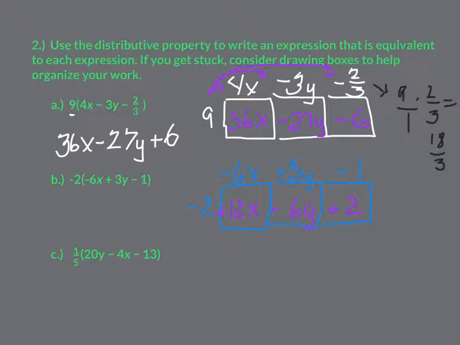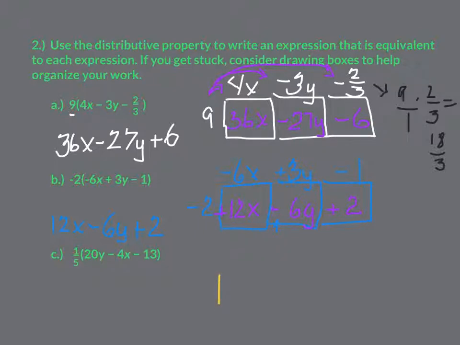So my answer is going to be everything inside that box. Positive 12x. I don't really need the positive, so I'm going to write 12x plus 6y. Not plus. That's when I glance at it real quick. Sorry. That is minus. Didn't mean to confuse you. Minus 6y plus 2. Okay. Next one. Same process again.